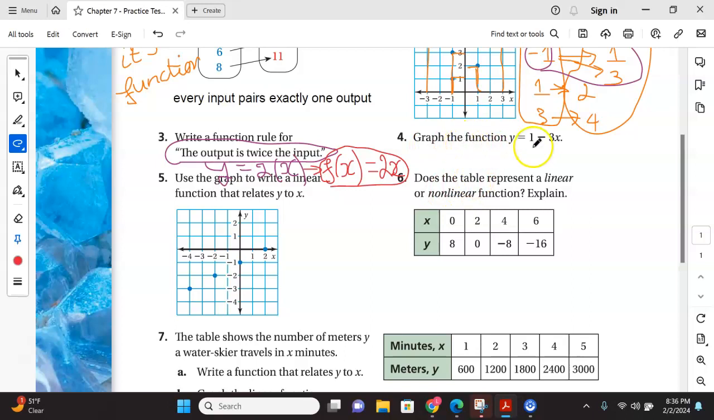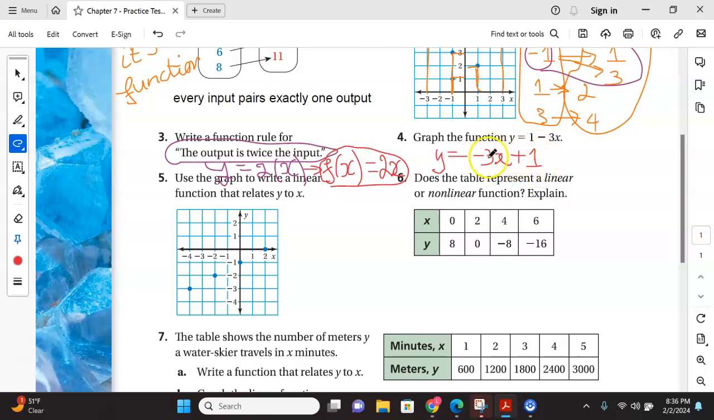Number 4, graph the function. Before I graph this function, I like to rewrite it in y equals mx plus b form. So I'm going to switch the 1 and the -3, switch the order. Your function is going to be y equals negative 3x plus 1.